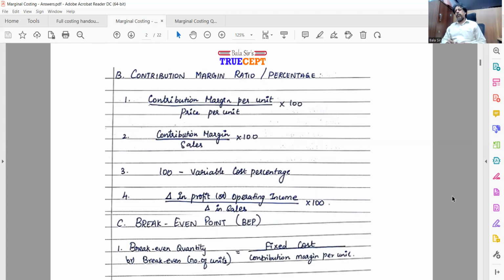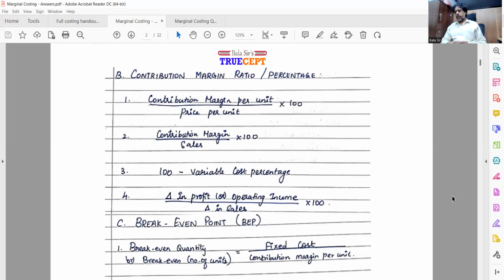Contribution margin divided by sales into 100. Instead of per unit, you take the total. For example, take the first year. The contribution margin amount is 80,000 rupees. What is 80,000 rupees upon 2 lakh rupees sales into 100? Again, 40%. Whether you do contribution margin per unit by selling price per unit into 100, or take the contribution margin amount of 80,000 rupees upon 2 lakh rupees sales into 100, it is 40%.